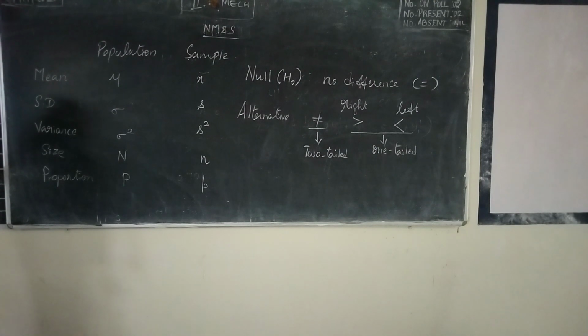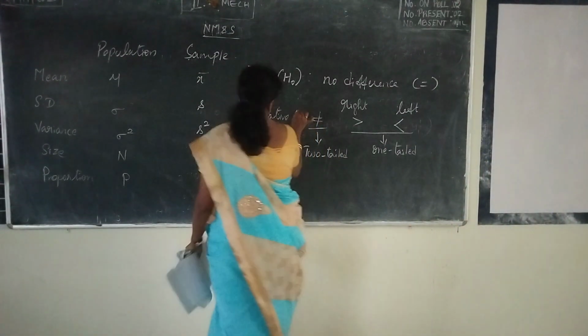Second one, alternative hypothesis. Any hypothesis which is complementary to the null hypothesis is called an alternative hypothesis, and is denoted by H1.